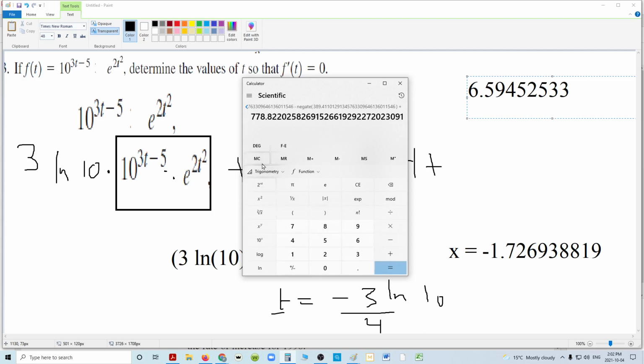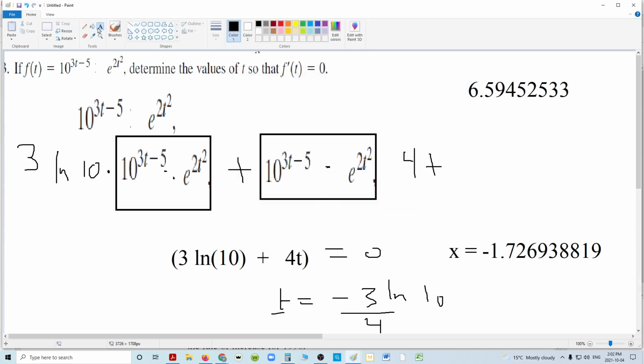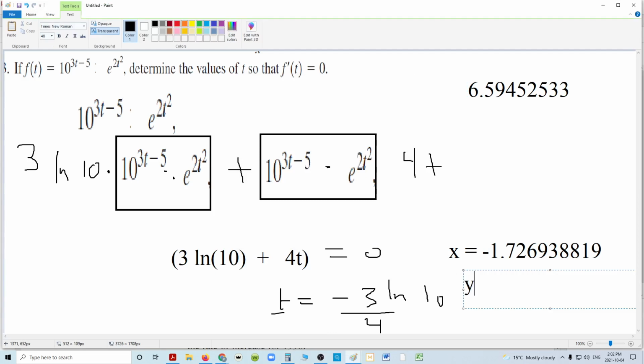Oh, let's go back to that. Yeah, I've got to clear it again. E to the power of that. Yeah, I get this huge number. Let's clear the memory and put it in there. When I subtract this from 6.59, which is the same as making this negative and adding 6.59452, I get this, which is the y value when this is the x value. The y is equal to that.